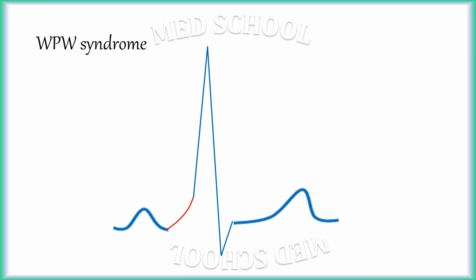So, in WPW syndrome, the PR interval is short, less than 120 milliseconds. The early part of the QRS complex is slurred, also known as the delta wave. QRS complex duration is more than 120 milliseconds, mainly due to the initial slurred part. ST segment and T waves are usually normal, but there can be ST depression and T wave inversion due to repolarization abnormality associated with pre-excitation.